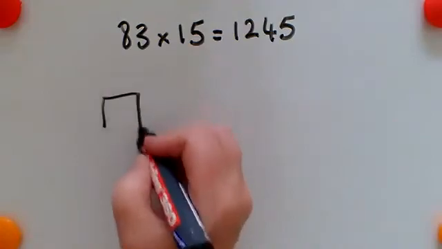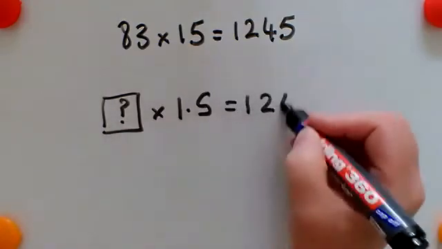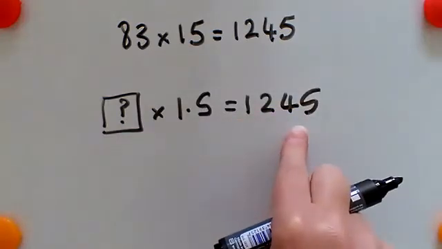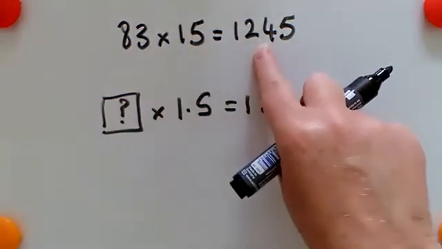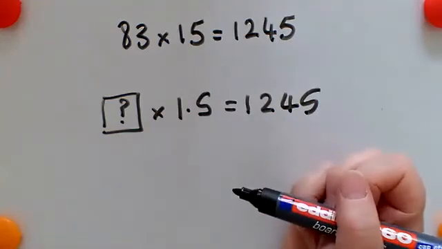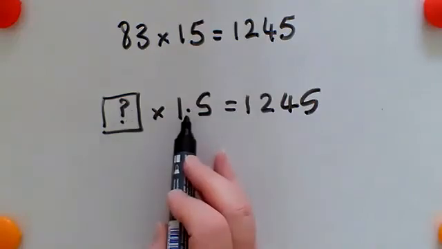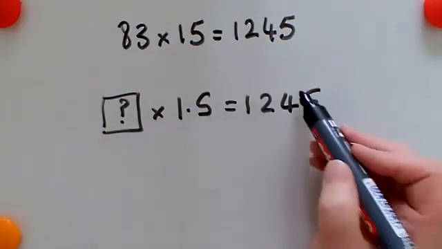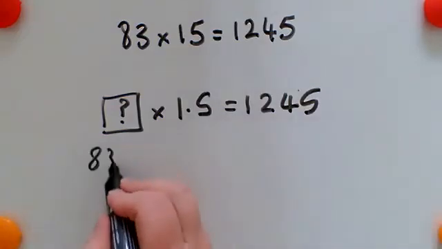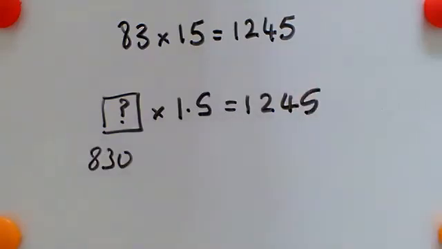The last one, we were told that something times 1.5 gives us 1,245, which is the same answer as we had if we multiplied 83 by 15. Now, what we have to do, this is a trickier one. If it was 83 times 1.5, then the answer would be 10 times smaller. If it was 830 times 1.5, then that would give us the same answer.